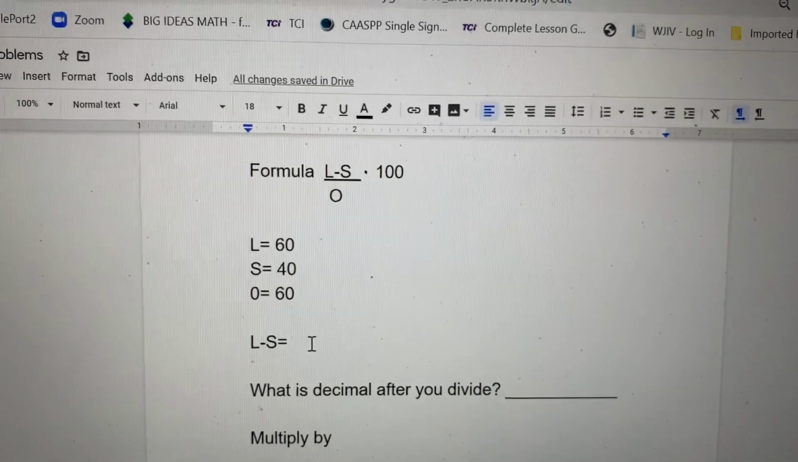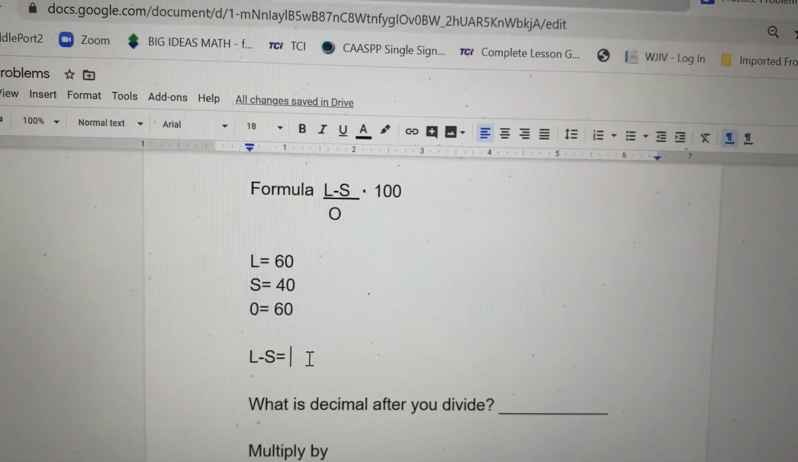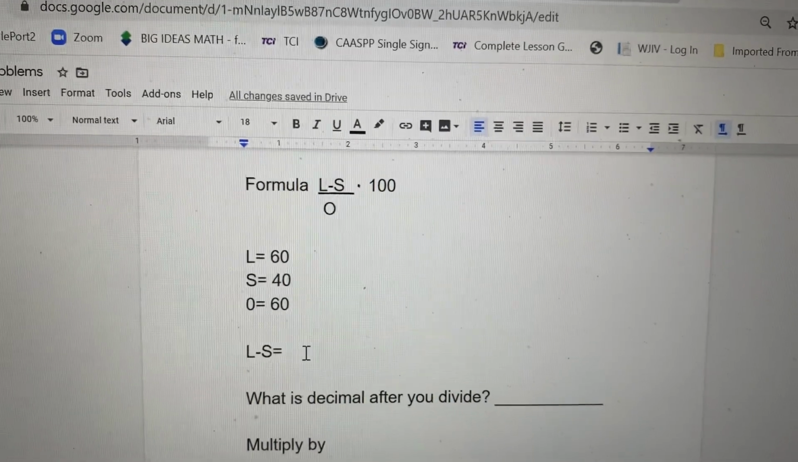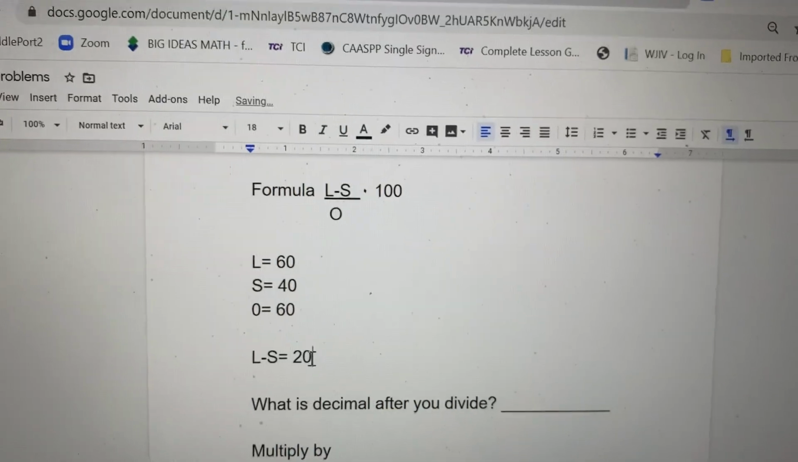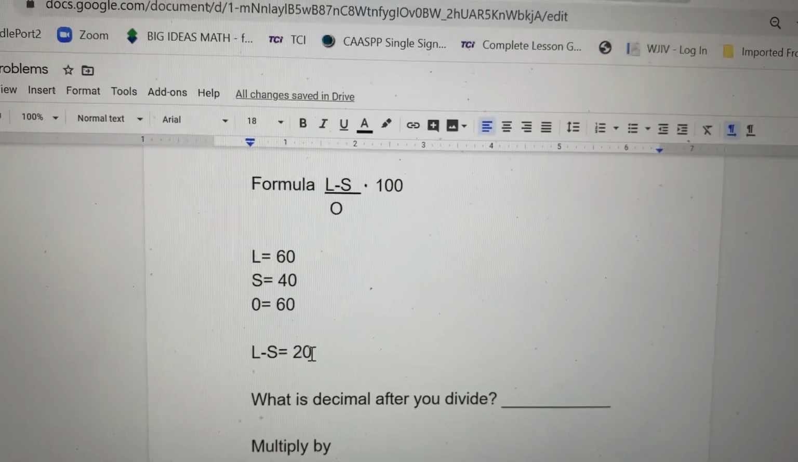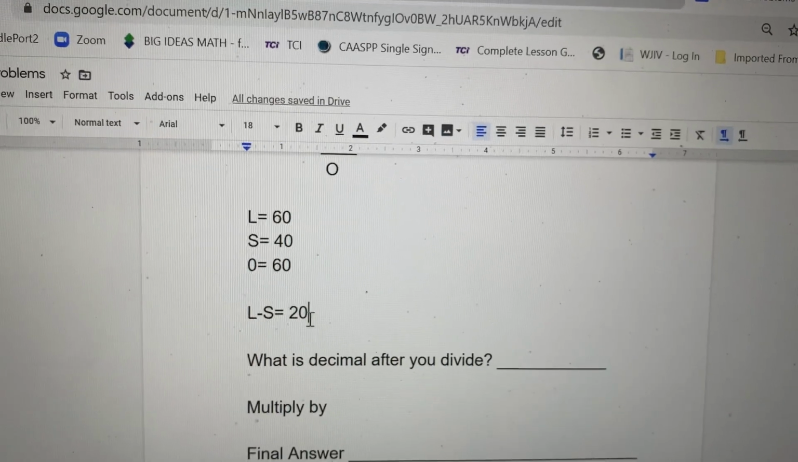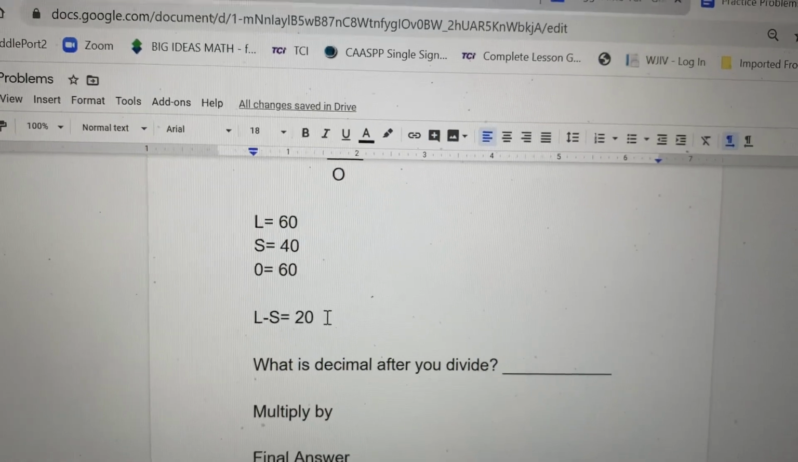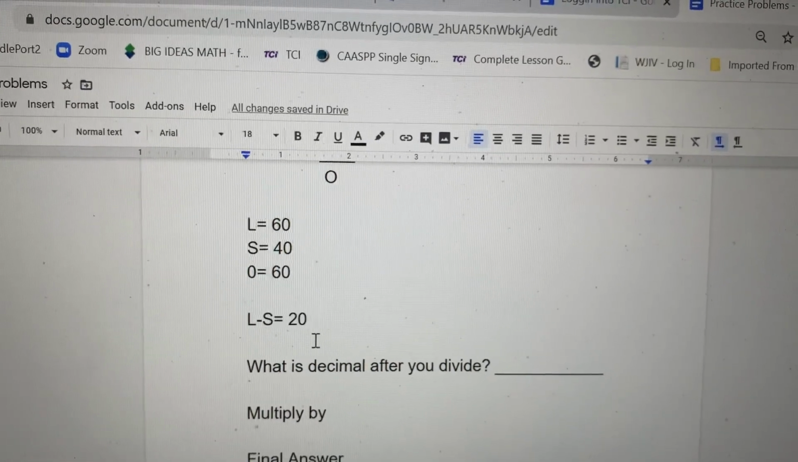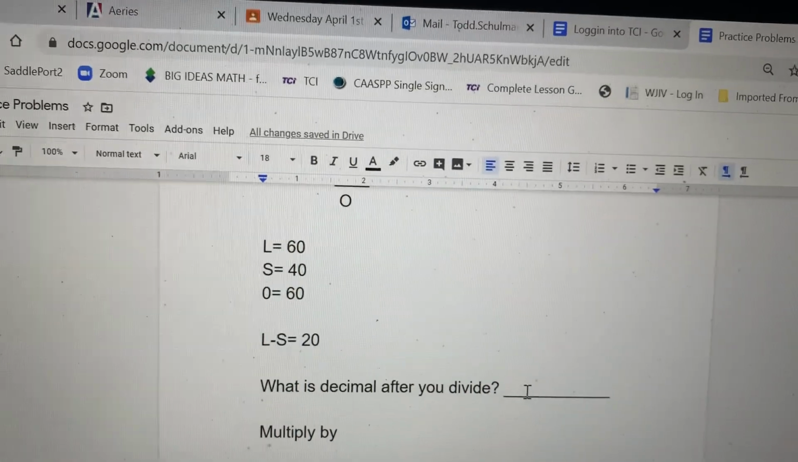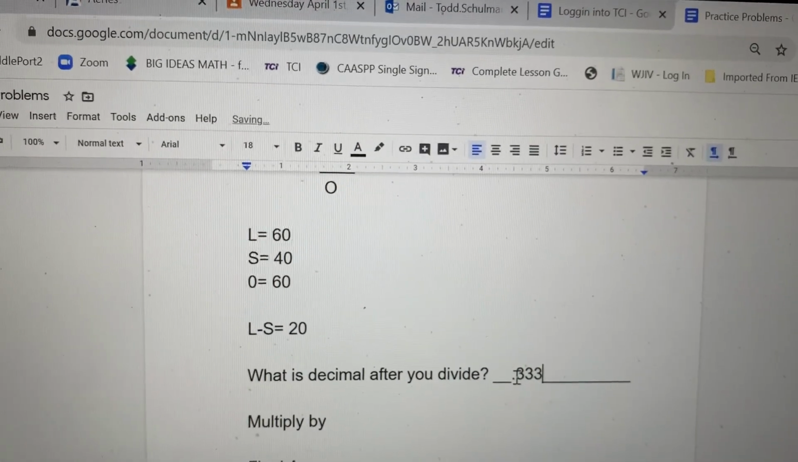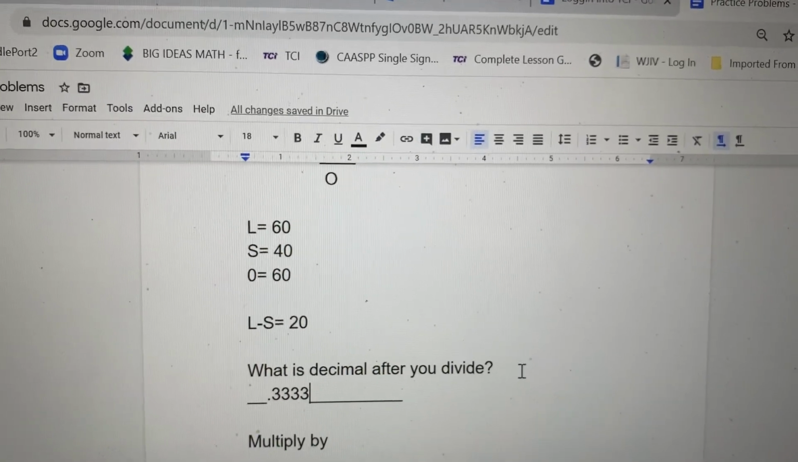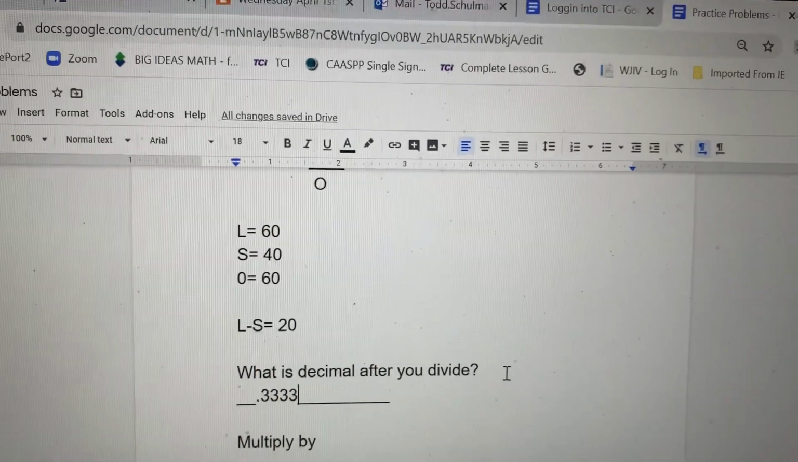The next part of the problem is, what is L minus S? L minus S would be looking at the number 60 minus 40 is 20. Please be using a calculator, a separate sheet of paper, whatever you need. Then comes the decimal part. I'm going to take this answer of 20, and press the divide key by my O, original, 20 divided by 60, and I'm going to get 0.3333. Now remember, I'm going to be asking for 3 or 4 decimal points. If you only do 3, that is okay.